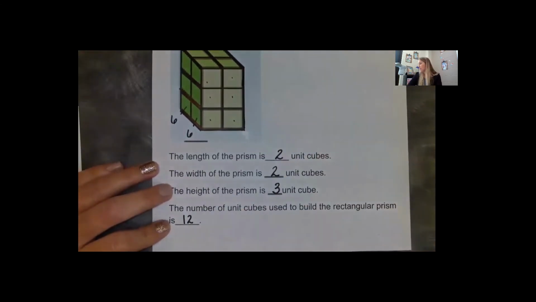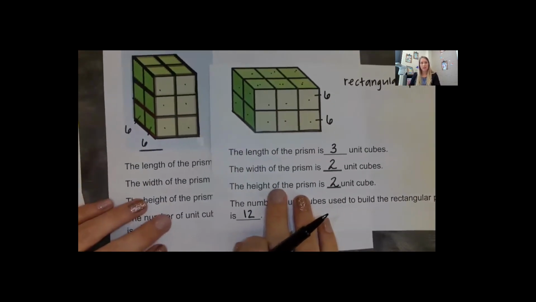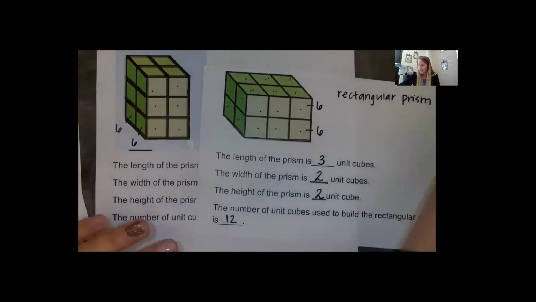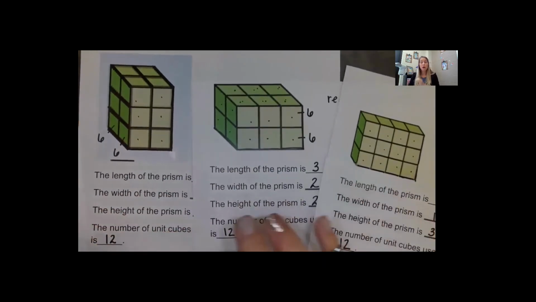Now, do you notice that this prism and this prism and this prism all have a volume, or are made up of 12 unit cubes, even though they look different? Remember, that's possible because we're rearranging the cubes, and so the lengths, the widths, and the heights are different, but they are made up of the same number of unit cubes.